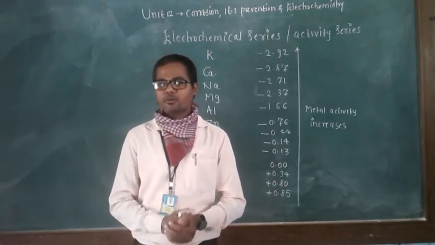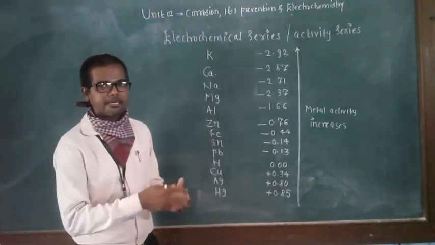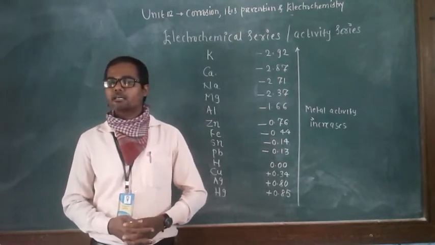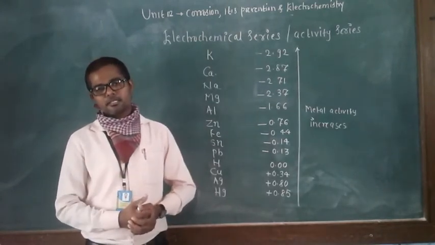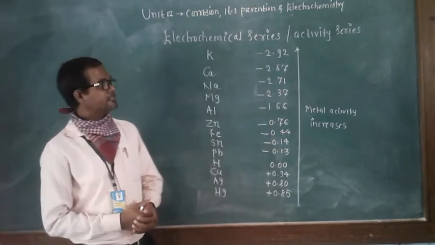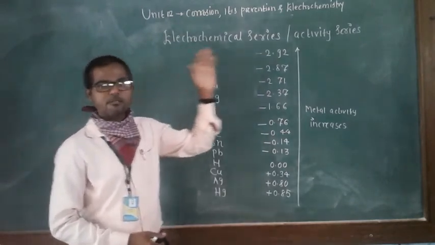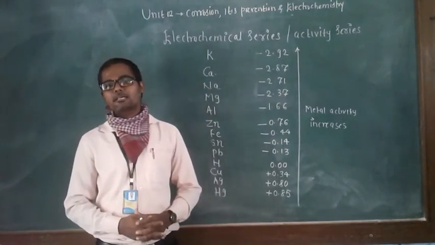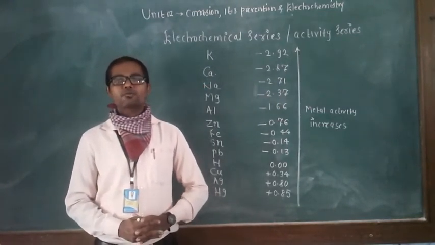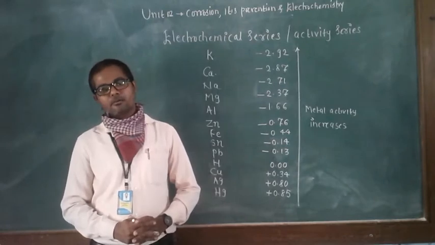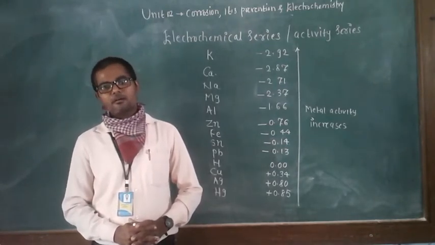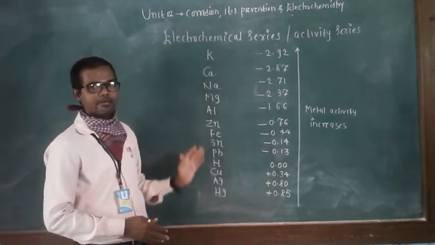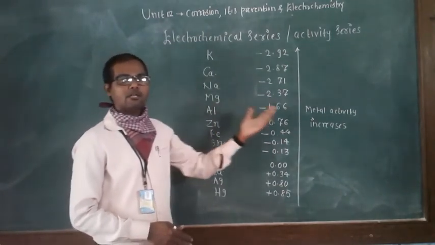In today's class, we are going to discuss the next content of Unit 2, that is corrosion, its prevention and electrochemistry. Today's content for our lecture is the electrochemical series, or the activity series. The electrochemical series is nothing but the arrangement of the metals according to their oxidation potential value or their reduction potential value. Here you see on the board all these are the metals and their potential values are given.